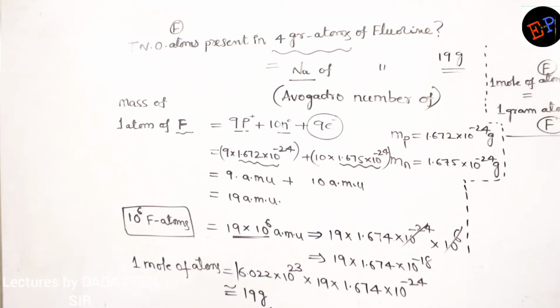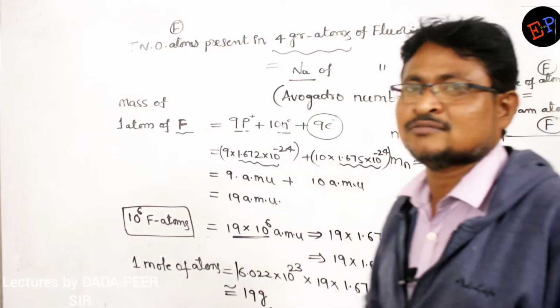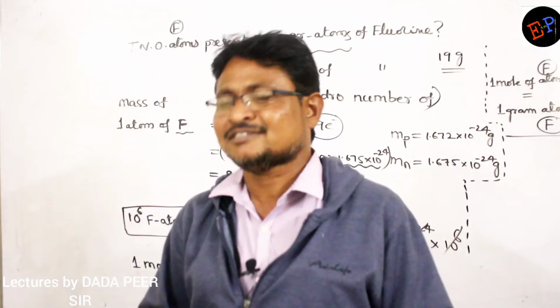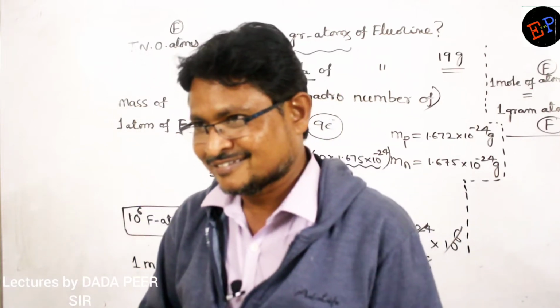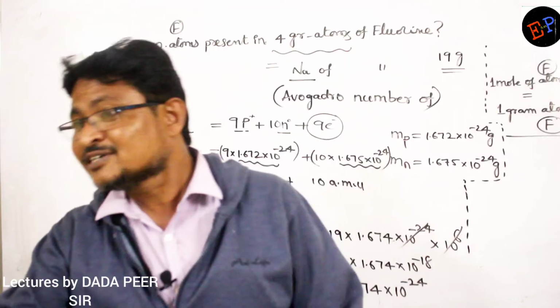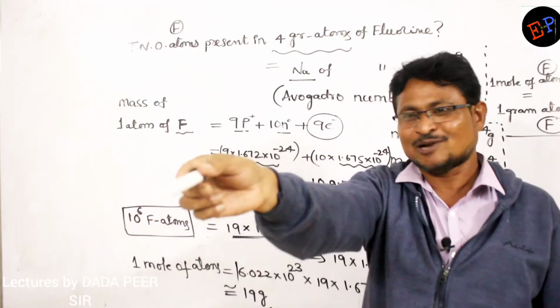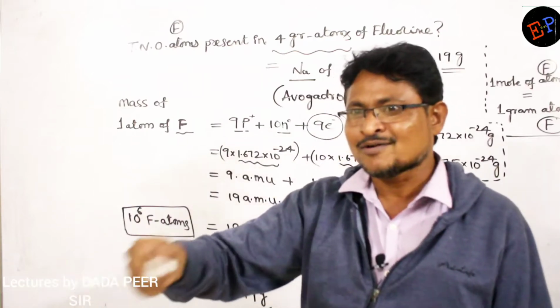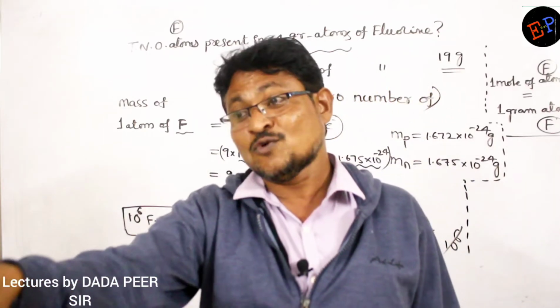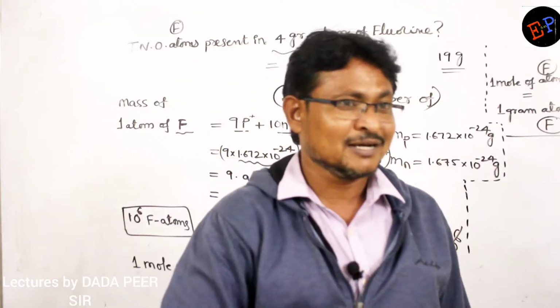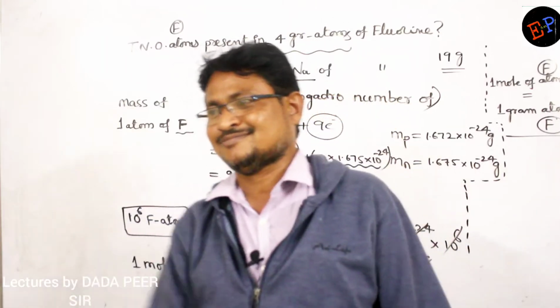Calculate the total number of fluorine atoms present in 4 gram atoms of fluorine. 76, only 76. 76 grams. I have not asked you what is the total mass of 4 gram atoms of fluorine. Your answer is for the total mass. I have asked in the numerical the total number of atoms.